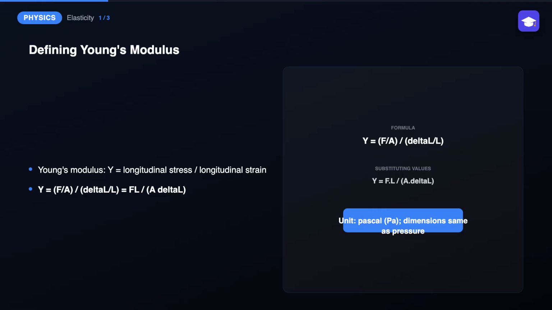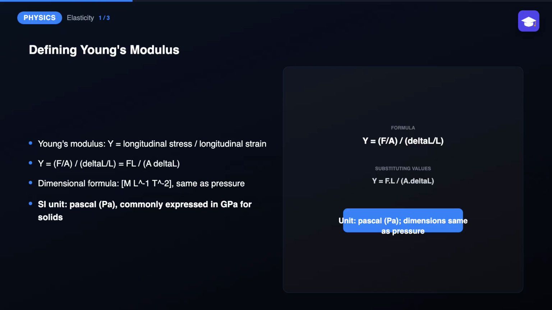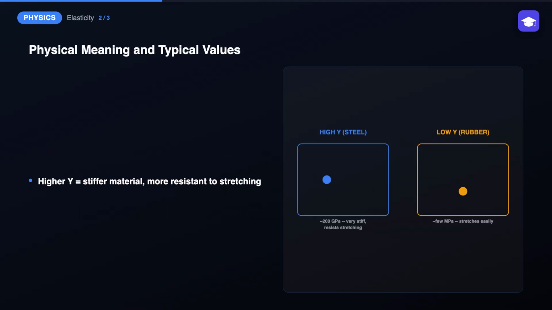So Young's modulus is Y equals F over A divided by delta L over L, which simplifies to FL divided by A delta L. Young's modulus has the same dimensional formula as pressure and stress, M L inverse T to the power negative 2, and is measured in pascals, or more commonly for solids in gigapascals, since typical values are extremely large numbers. Young's modulus is genuinely a direct measure of a material's stiffness, specifically along its length.